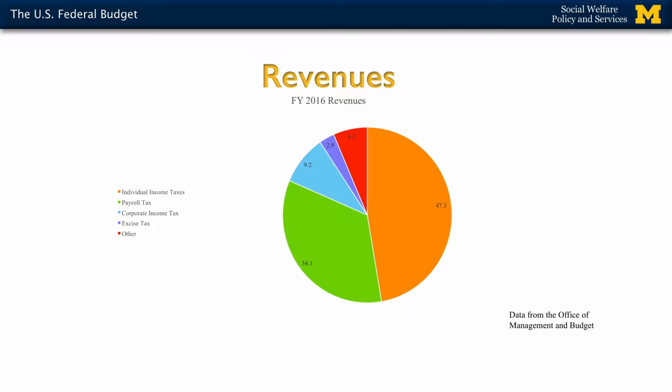Excise taxes, which are just taxes on particular goods, make up about 3%, and then there's another 6.5% from other sources. You can think about those as being fees, like, for example, that national parks collect. But individuals and their households make up the largest share of revenue that comes into the federal government.